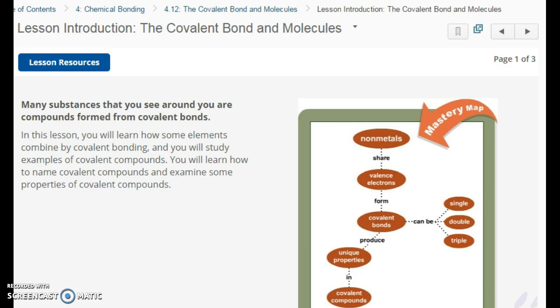Many substances that you see around you are compounds formed from covalent bonds. In this lesson, you will learn how some elements combine by covalent bonding, and you will study examples of covalent compounds. You will learn how to name covalent compounds and examine some properties of covalent compounds. Nonmetals share valence electrons. They form covalent bonds. Now you can have a single, double, or triple covalent bond. And the covalent bonds produce unique properties in covalent compounds.